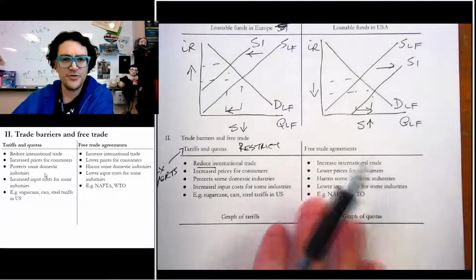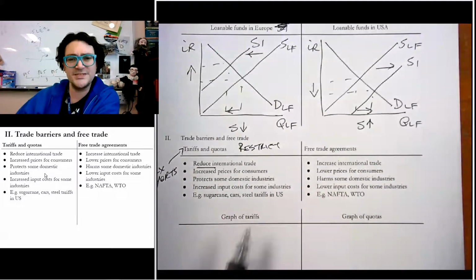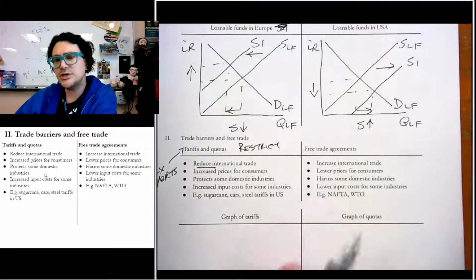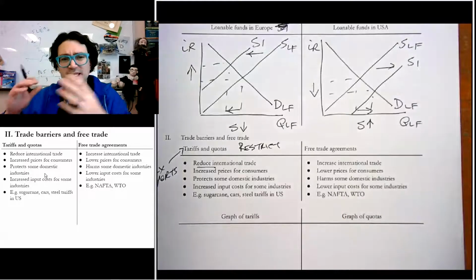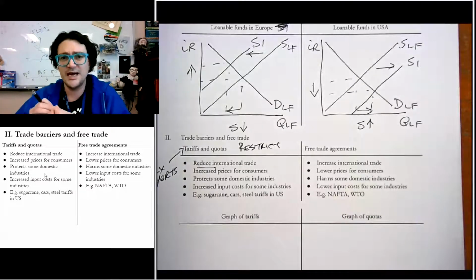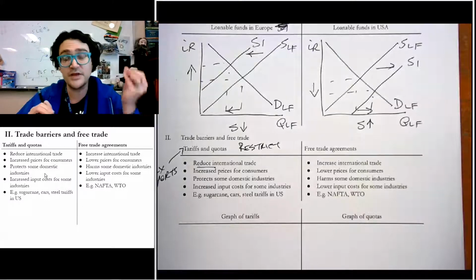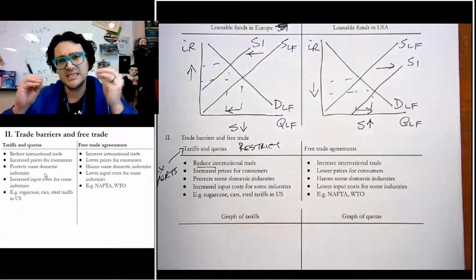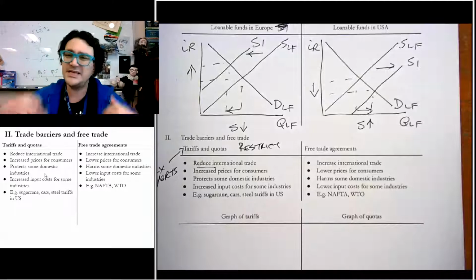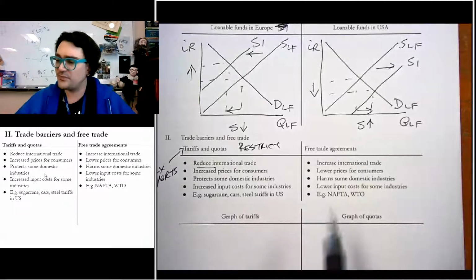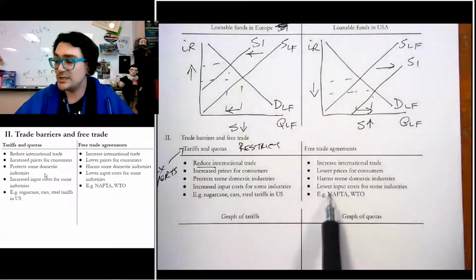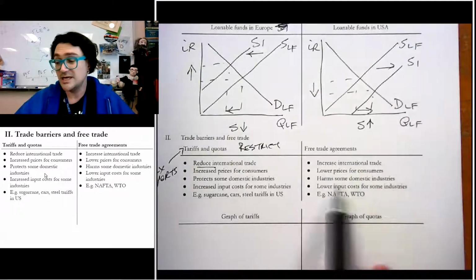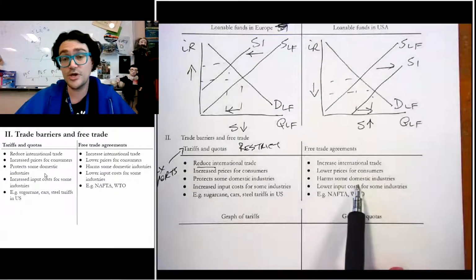At the same time, there are things that support more international trade, and these are called free trade agreements. Generally speaking, economists would lean toward more free trade because it creates more efficiency. It allows countries to focus on what they are comparatively good at, right? Think about comparative advantage in trade, and specialize in what they're good at, and then import the other stuff. And so the idea here is we want to reduce prices for consumers and lower input costs for some industries, but certainly some domestic industries could be harmed.